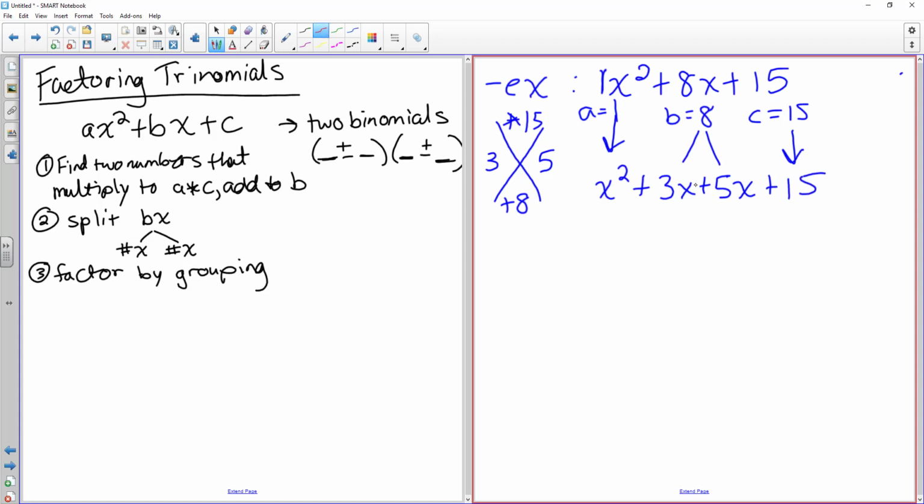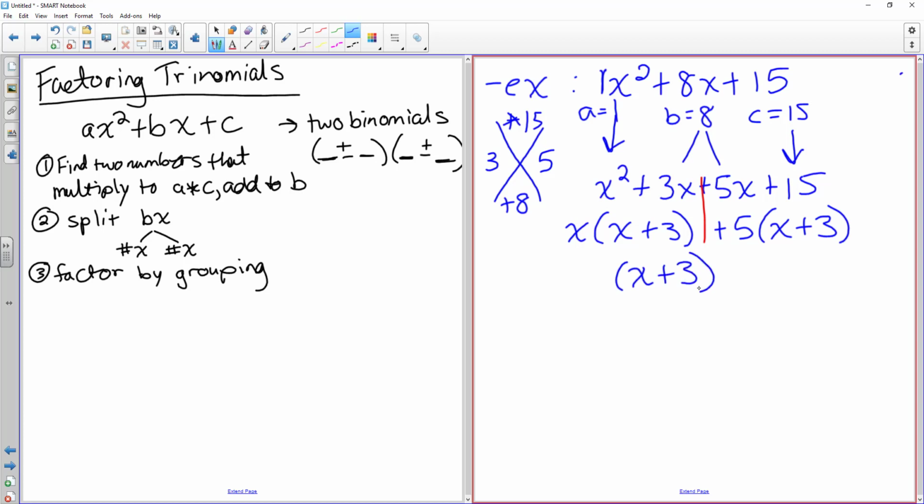If I split up my four terms into the first two and take out an x, I'm left with x plus 3. And out of the second two, if I take out a 5, I'm left with x plus 3 as well, which is what I want when I do grouping. So my binomial in common, x plus 3, times my leftover stuff, x plus 5.